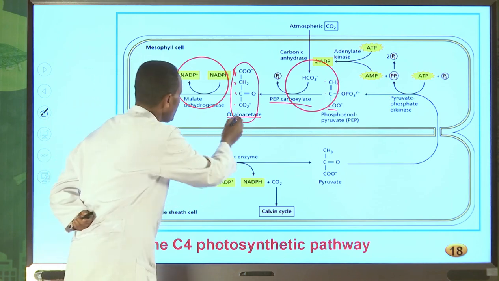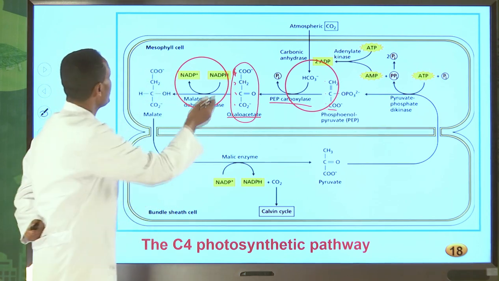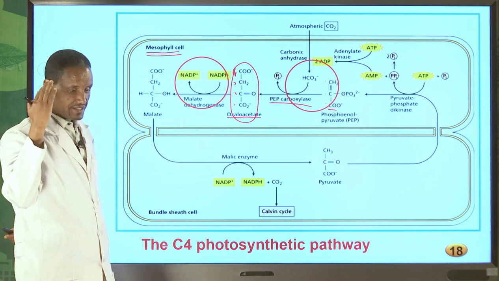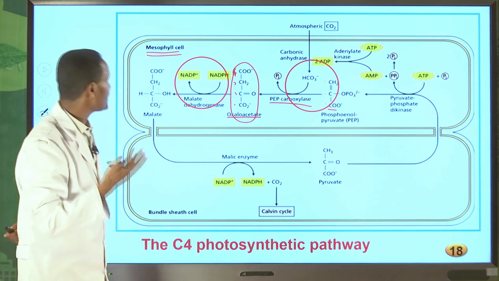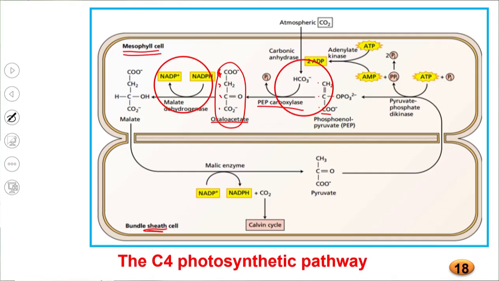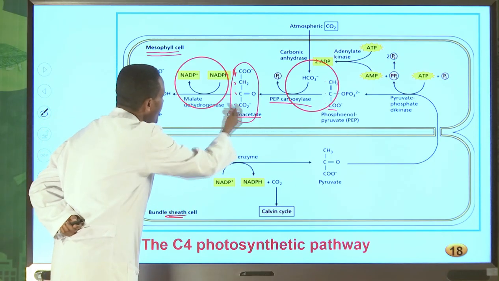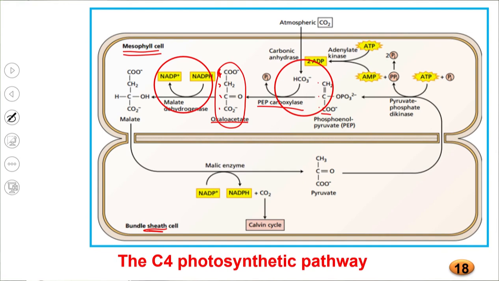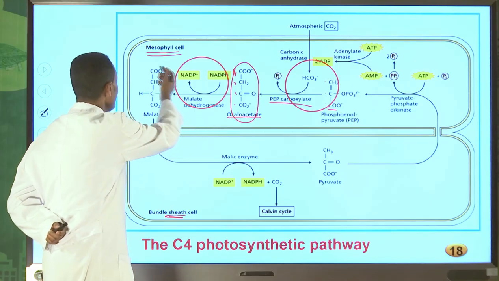This is the so-called oxaloacetate. This process takes place in the mesophyll cell, because carbon-4 plants undergo photosynthesis in the mesophyll cell as well as in the bundle sheath cells. In the mesophyll cell, phosphoenol pyruvate carboxylase helps to fix one molecule of carbon dioxide onto phosphoenol pyruvate and converts it into the 4-carbon compound oxaloacetate. Now, this oxaloacetate, with the help of the enzyme malate dehydrogenase, is converted into malate.